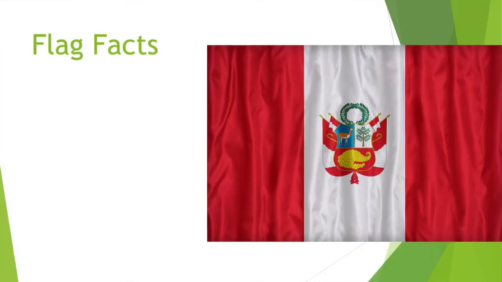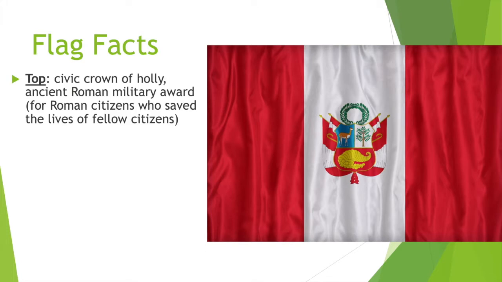Let's talk about what we find on the Peruvian flag. The top part that looks like a crown is, of course, a civic crown of holly. It was an ancient Roman military award given to Roman citizens who saved the lives of fellow citizens. In the middle left, you'll see an animal that looks sort of like a deer. This is a vicuña, and it's the national animal of Peru.